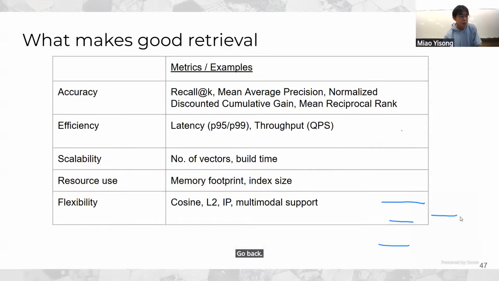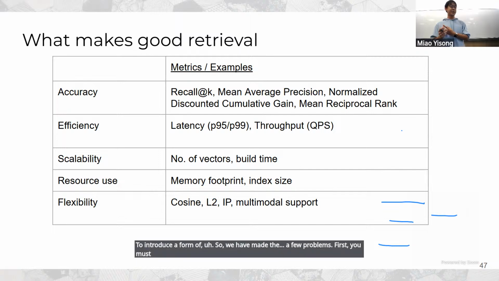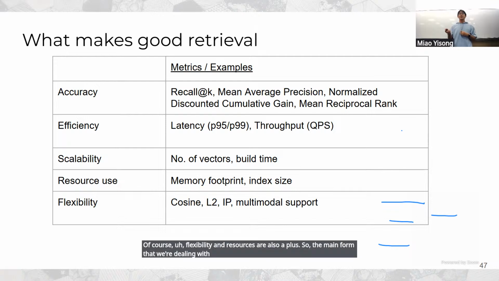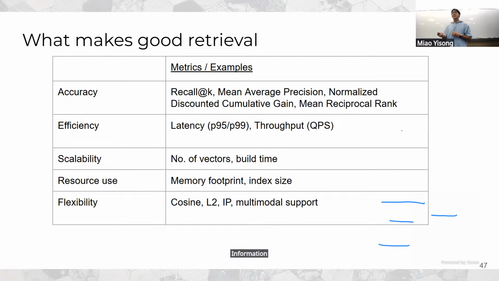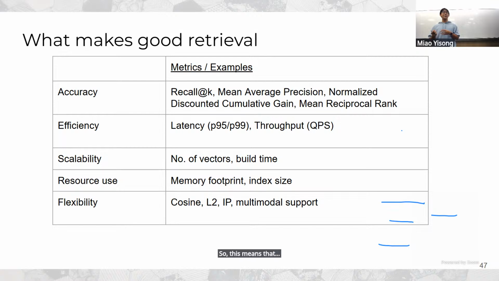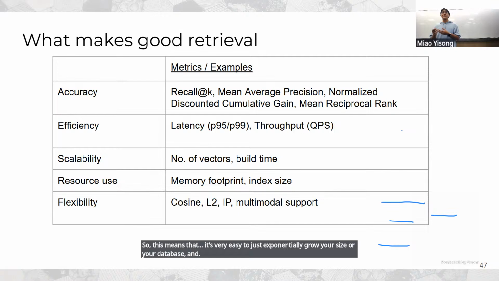Okay, to introduce the problem of retrieval, we have a few problems. First, you must make it accurate, efficient, scalable, and of course, flexibility and resource use are also a plus. The main problem that we're dealing with here is that information in high dimensional spaces is very sparse, so a lot of it is just kind of nothing. This means that it's very easy to exponentially grow the size of your database, and to retrieve from this is very difficult.